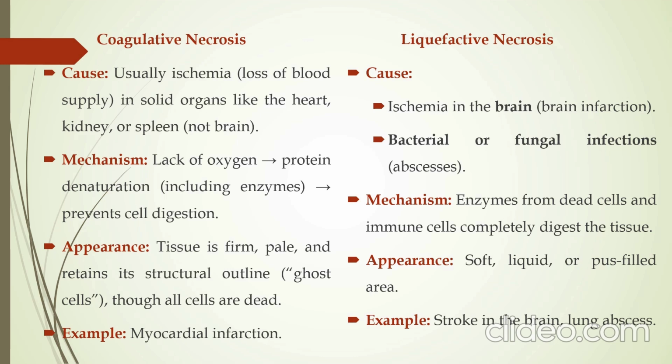Next, liquefactive necrosis. It occurs when enzymes rapidly digest dead tissue, turning it into a liquid viscous mass. It is common in brain infarctions because brain tissue is rich in lipids and enzymes and lacks substantial connective tissue. It also occurs in bacterial and fungal infections where neutrophils release hydrolytic enzymes producing pus. Grossly, the affected area appears soft, fluid-filled and often forms cavities or abscesses. Examples: brain stroke, abscesses in the lung or liver.